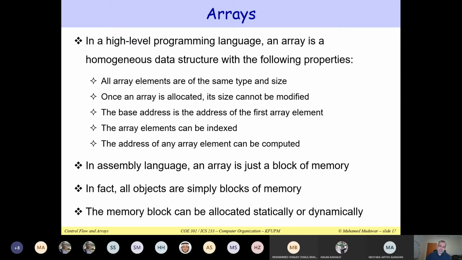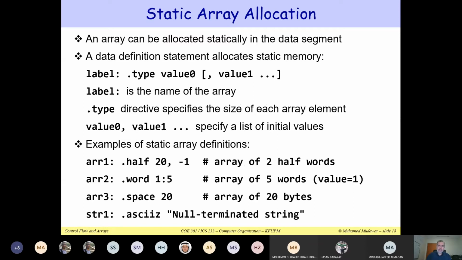So let me show you first the static array allocation. Static means that the allocation is done statically by the assembler in the static area of the data segment. And the array will exist at the beginning of the execution of the program and throughout the execution of the program. This is the meaning of static allocation. So we can allocate it in the static area of the data segment.